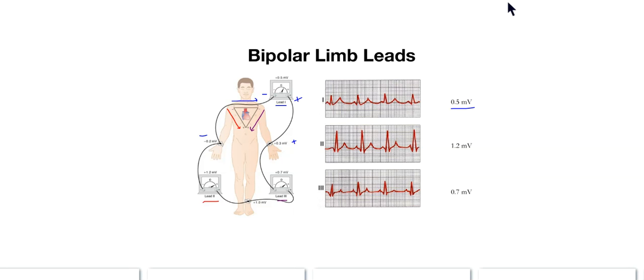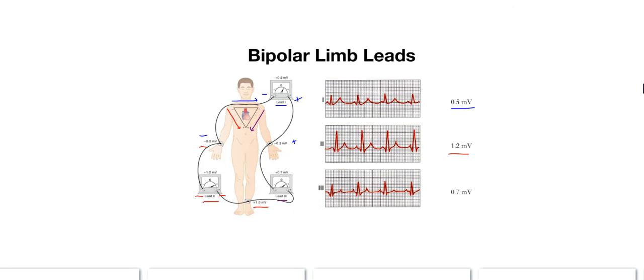And you can do the same thing for leads 2 and 3. If we were to look at lead 2, what do we have here? The positive is connected to the positive 1. The negative is connected to the negative 0.2. So what's the end result? 1 minus negative 0.2 gives you 1.2. That's the voltage that you're going to read at that lead.